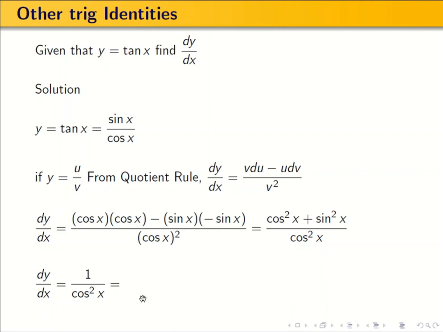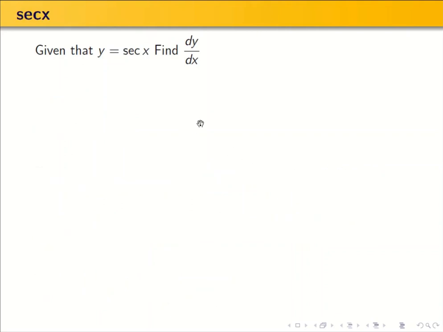This can be written as 1 over cos x all squared. Now what is 1 over cos x? It is sec x. It becomes sec squared x. So it means that whenever I differentiate tan x, I get sec squared x. Keep it in mind. All right, given that y equals sec x, find the differential of this y.